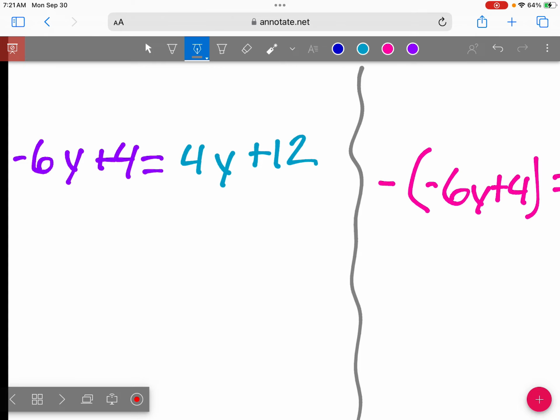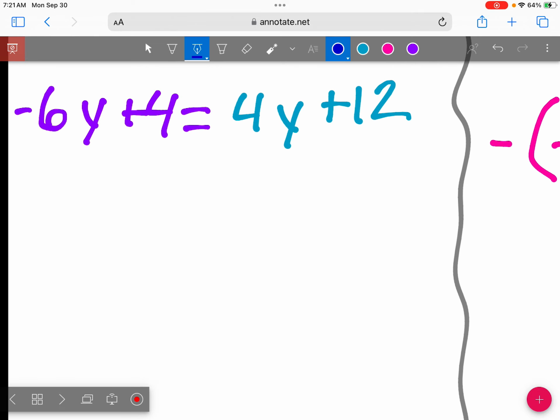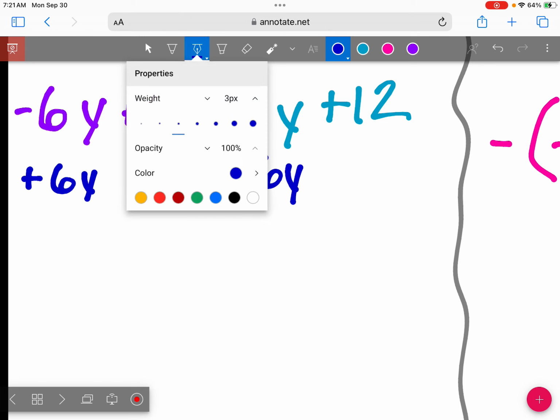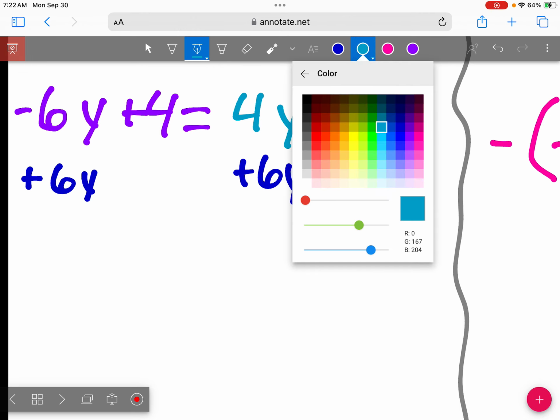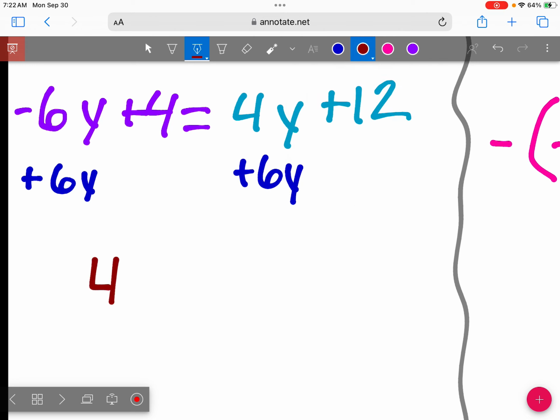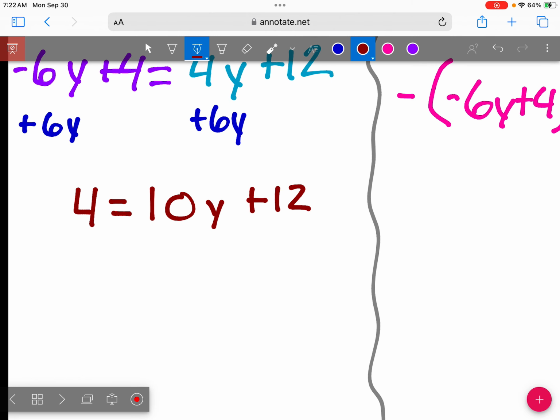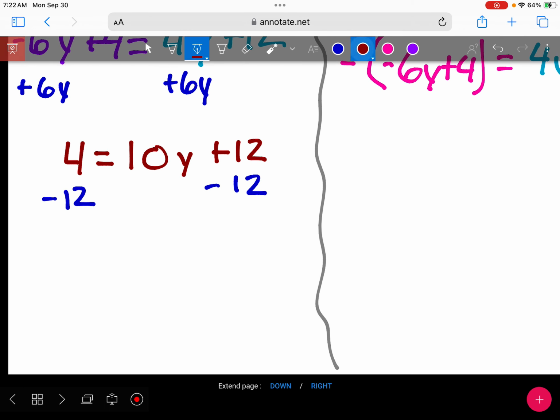So I'm going to focus in on the left one here. What are we going to do here to solve this? Let's add the 6y. Plus 6y. That's going to give me 4 equals 10y plus 12. What do we do next here? Subtract 12.